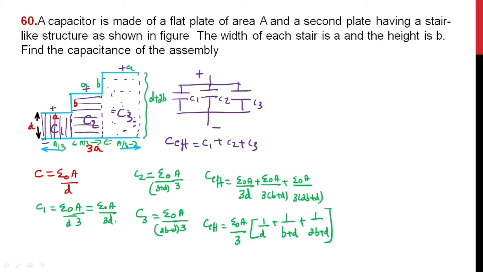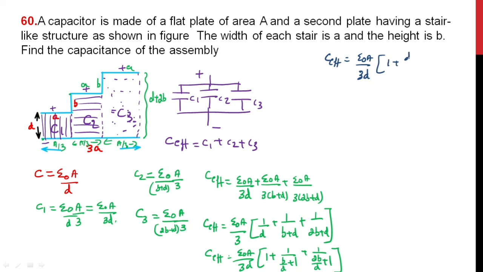Now solve this. Maybe you can also take the D outside. So C effective is equal to epsilon 0 A divided by 3D into 1 plus, if you take the D outside, 1 by B by D plus 1 plus 1 by 2B by D plus 1. That means C effective is equal to epsilon 0 A divided by 3D into 1 plus D divided by B plus D plus D divided by 2B plus D.